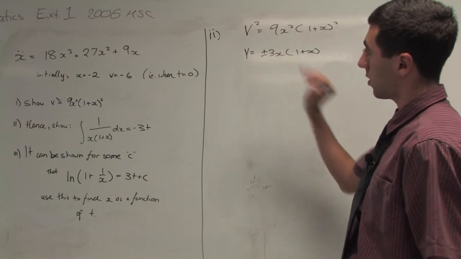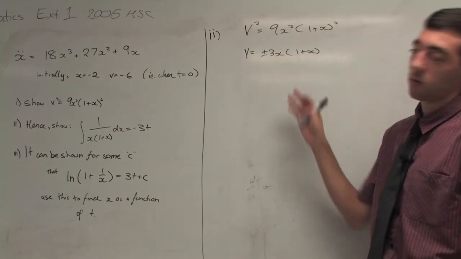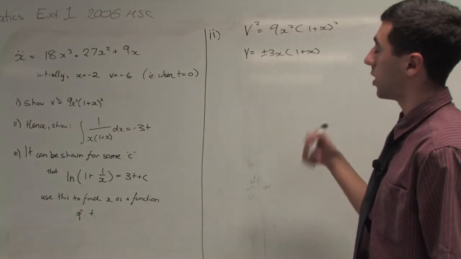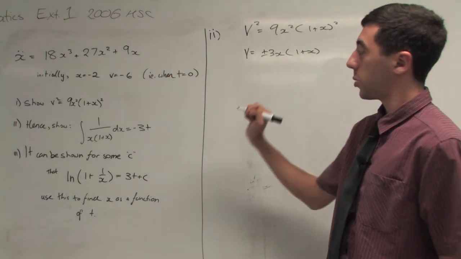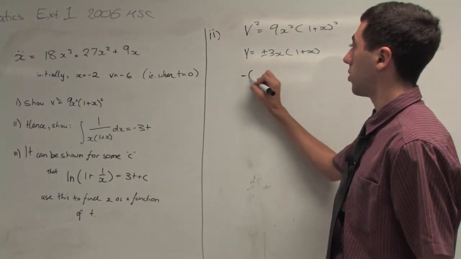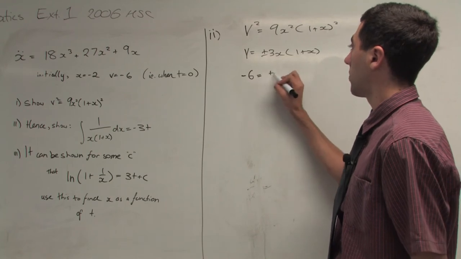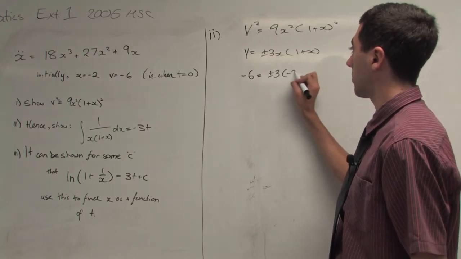Now we just have to select which of these we're going to take, because we can't obviously have plus or minus, we need one. So we just consider our initial values. So v is equal to minus 6, and x is equal to minus 2.